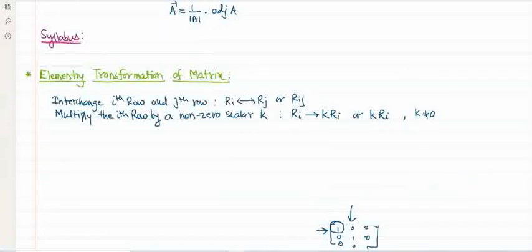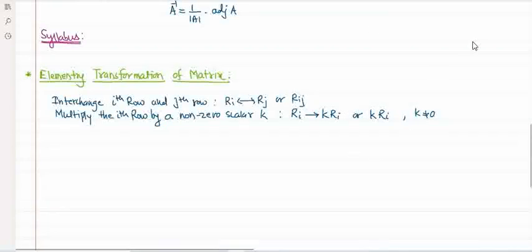Similarly, we can extend the concept to columns. When we say interchange of any two rows as per our requirement, at the same time we can interchange any two columns. The second property says multiply any row by a non-zero scalar, and similarly multiply any column by a non-zero scalar. And the third one is addition of two rows, R1 plus R2.